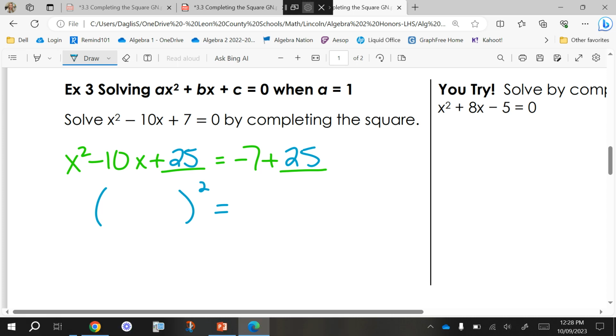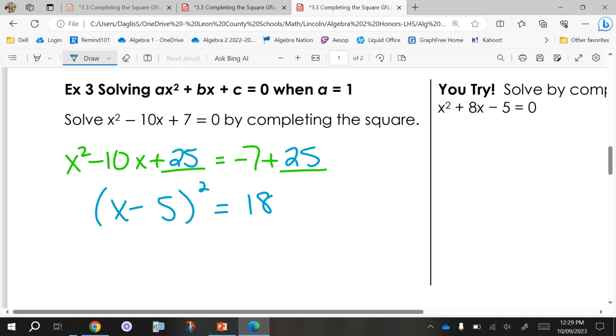Is it x plus 5 or x minus 5? X minus 5. See how it's a negative 10 in the middle? So it's going to be a minus 5. So x minus 5 squared. And now it's equal to what on the other side? 18. So we have x minus 5 squared equals a positive 18 because negative 7 plus 25 equals 18.